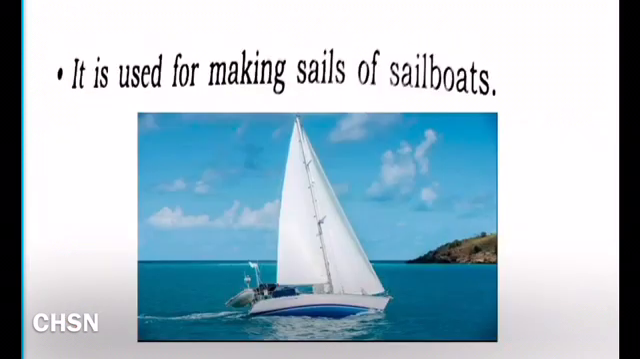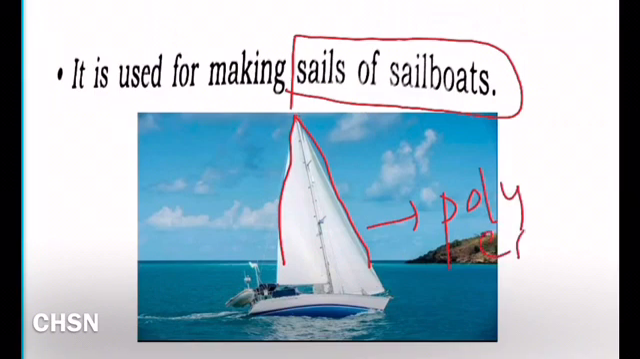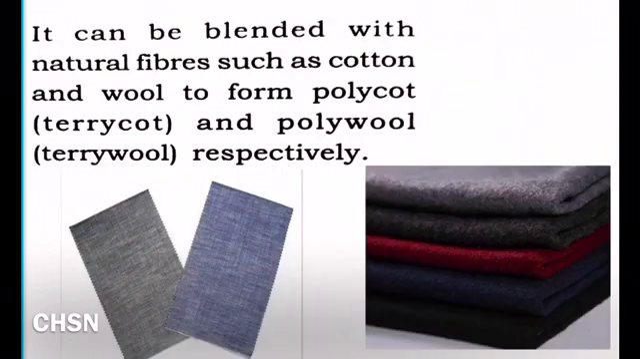And third one, polyester is used for making sails of sailboats. So this is a sailboat. You might have seen or read about sailboats in junior classes. The sail of sailboats can be made of polyester fibers. Next, another important use of polyester is that we can combine polyester fiber with natural fibers. For example, it can be blended with natural fibers such as cotton.